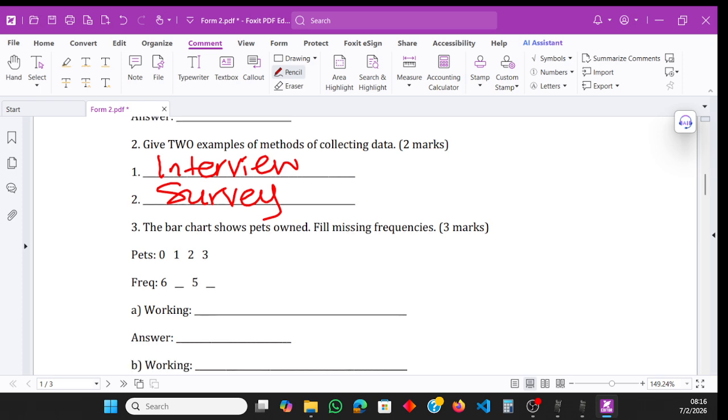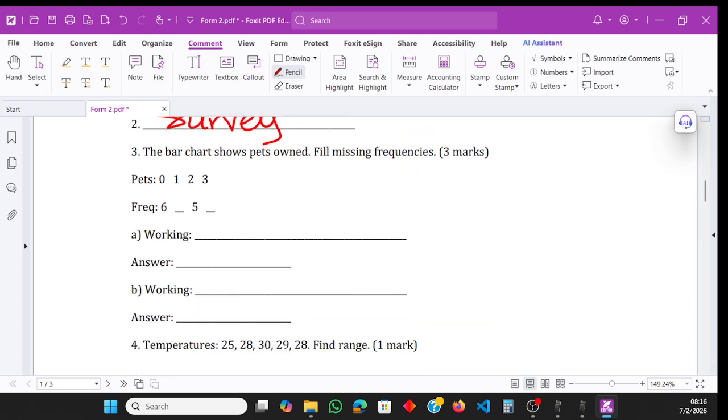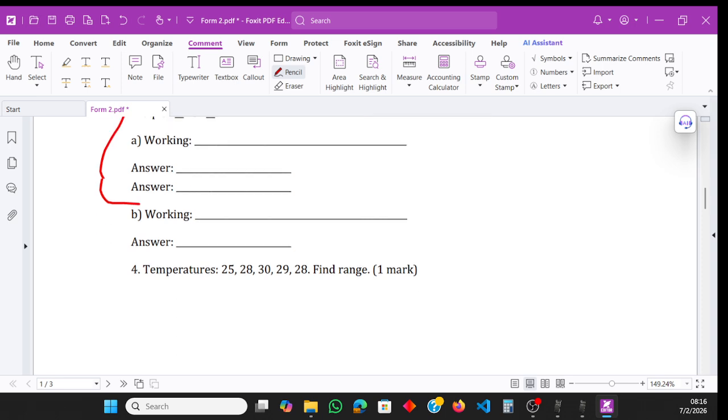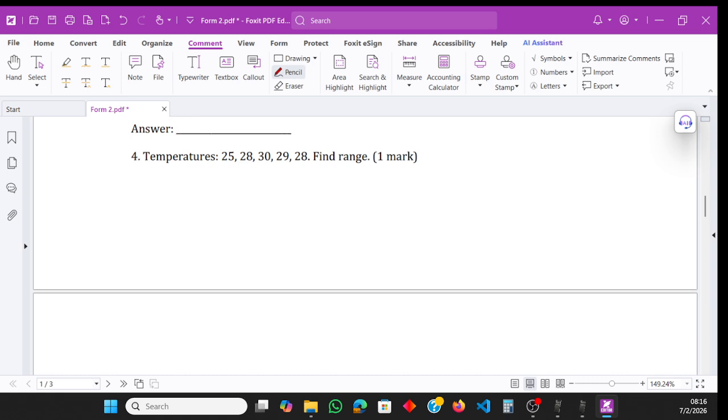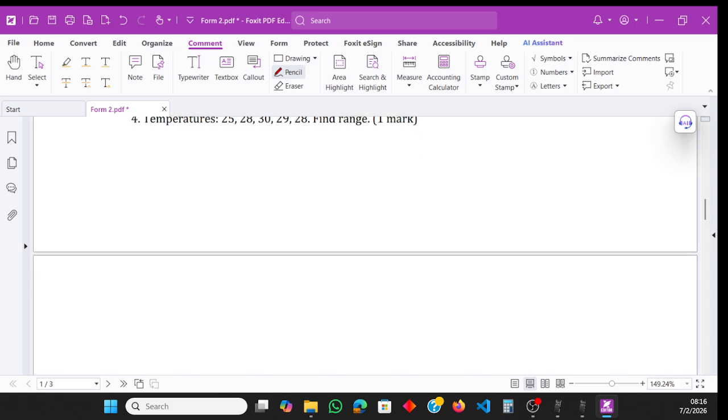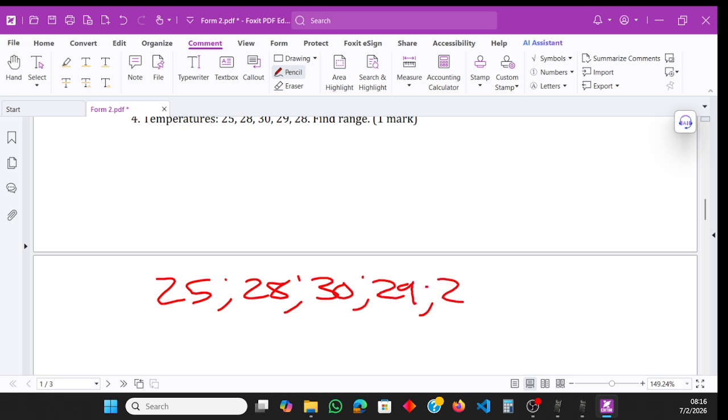So the next question, I'm going to skip it. That's question number 3, because it looks incomplete. The bar chart shows, based on, we don't have a bar chart, so we're just going to skip that. Sorry about that. Number 4, we've got temperatures there. Let me write them below. 25, 28, 30, 29, 28.